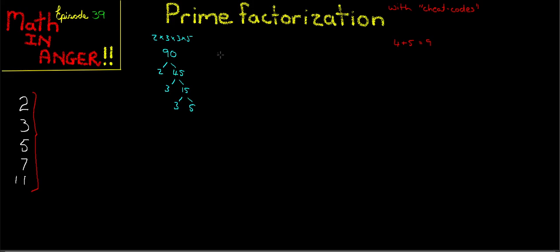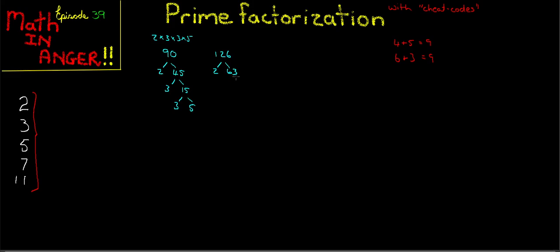Let's do another example. Let's try 126. It's an even number. 2 can go in there, right? We start off with 2. And 126 divided by 2 is 63. 63 is not even, can't be divided by 2. Can it be divided by 3? Well, let's check. All right, what is 6 plus 3? That is 9. 9 is divisible by 3. Yeah, we can do that.